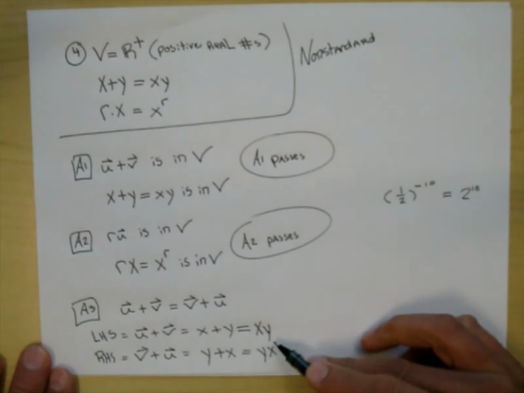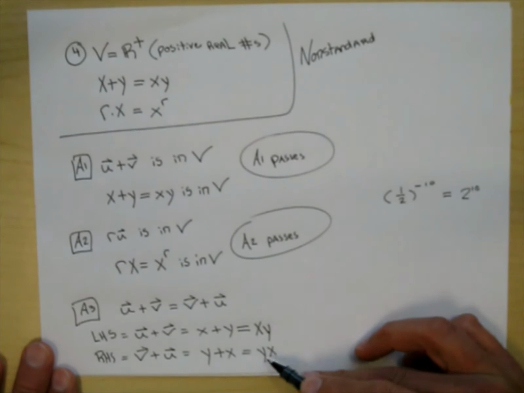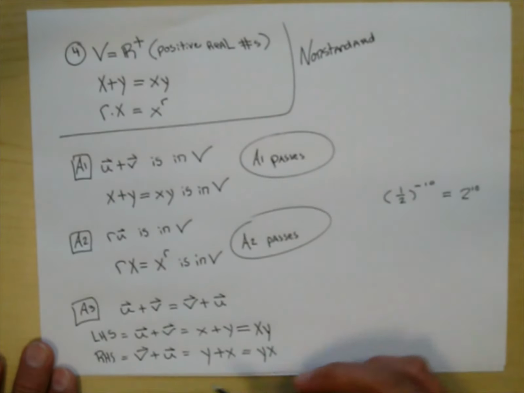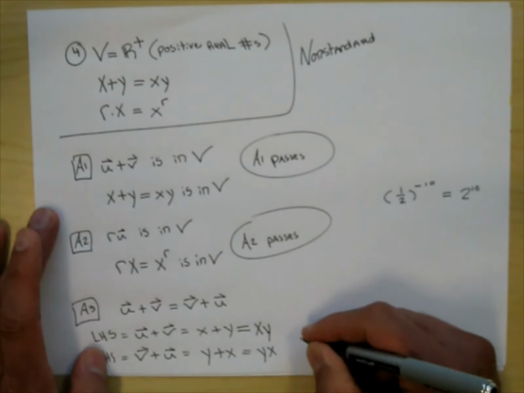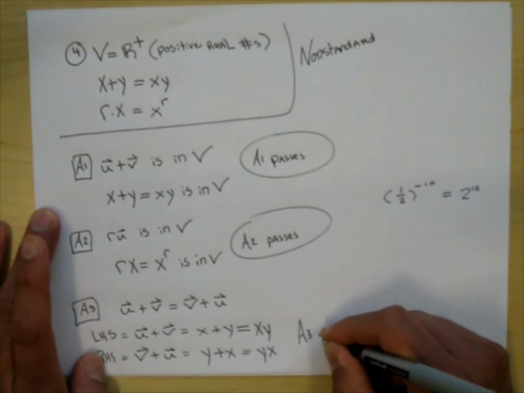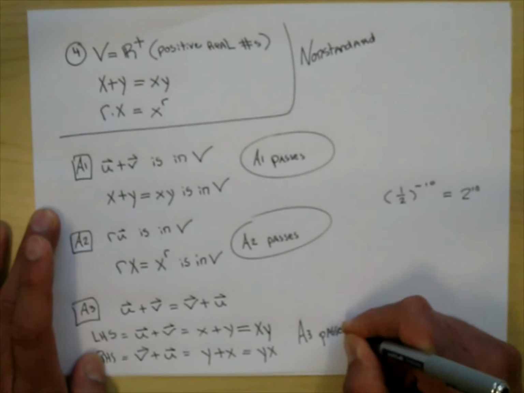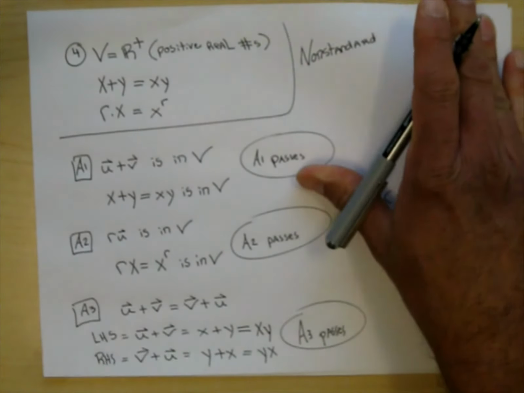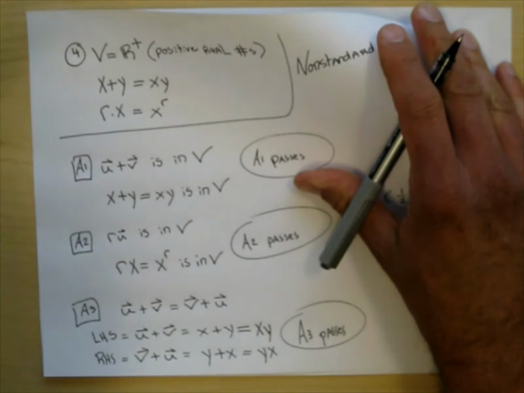So these are positive real numbers. For positive real numbers, is XY equal YX? And the answer is yes. Left hand side equals right hand side. A3 passes. Okay, let's continue this.